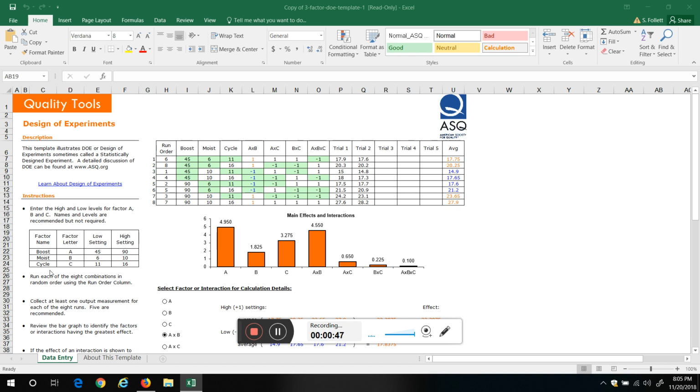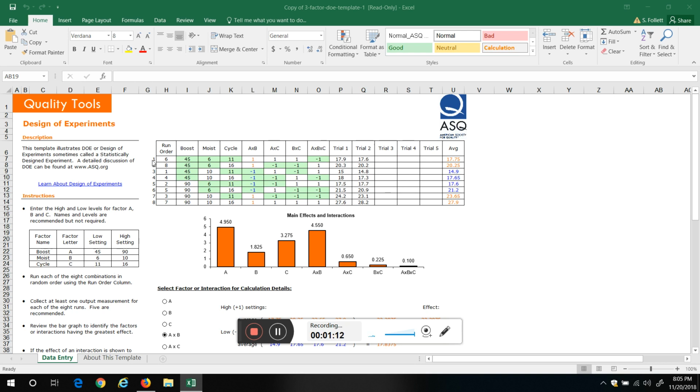So the way you use this is, if you got 3 factors that affect your process, or inputs to whatever it is you're doing, you want to put those in here. In this case, our 3 factors are boost, moisture, and cycle. These are the actual settings we'd use. Boost would be the low setting 45, high setting 90, moisture 6 and 10, cycle 11 and 6.